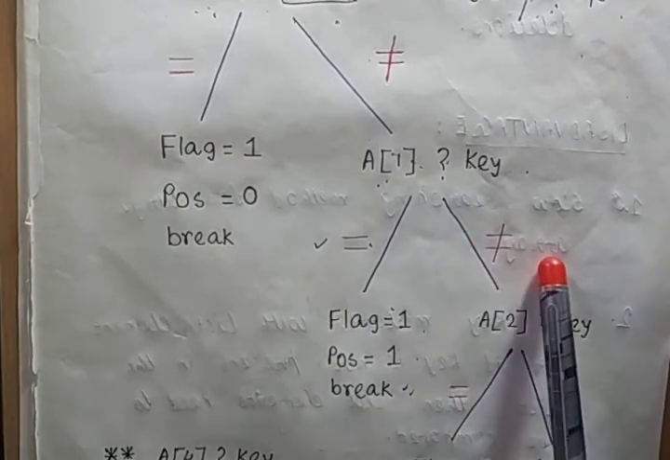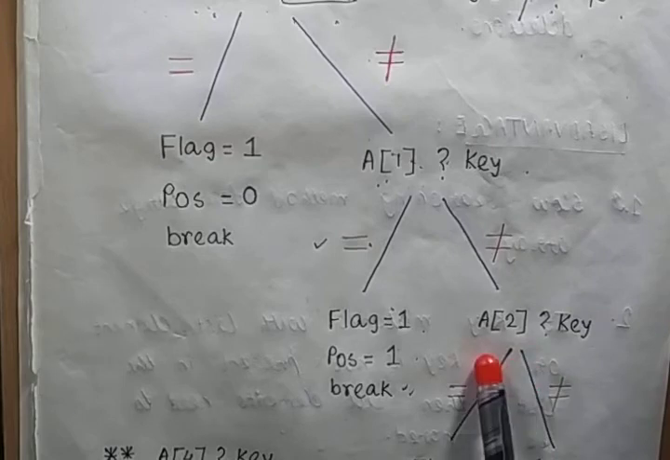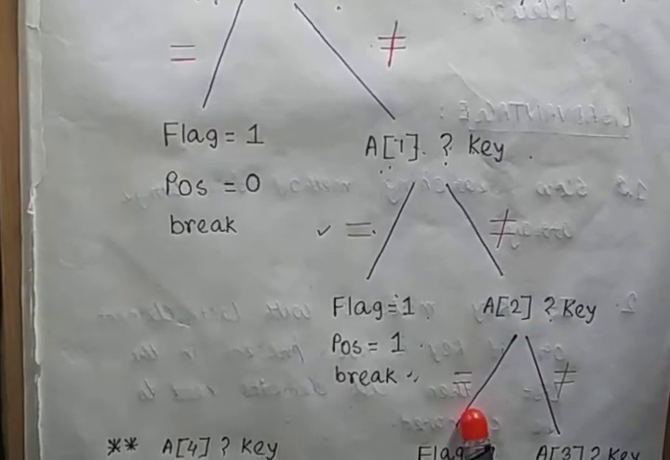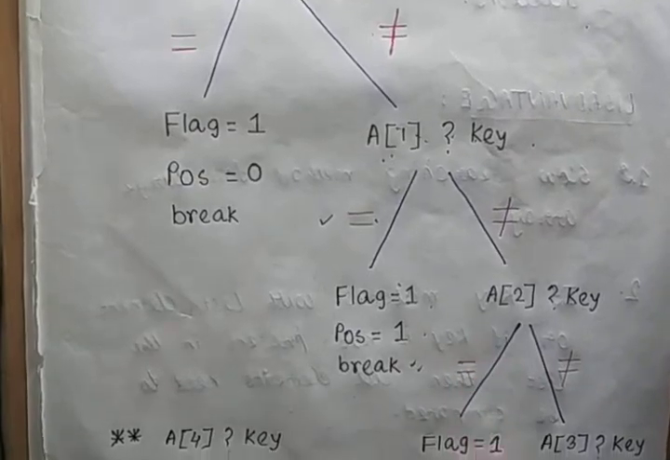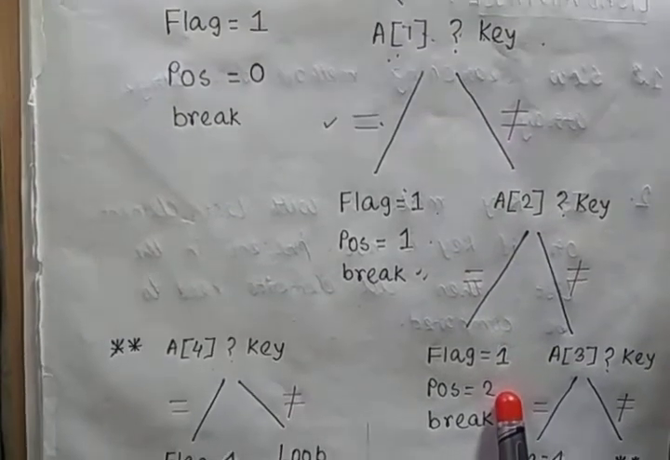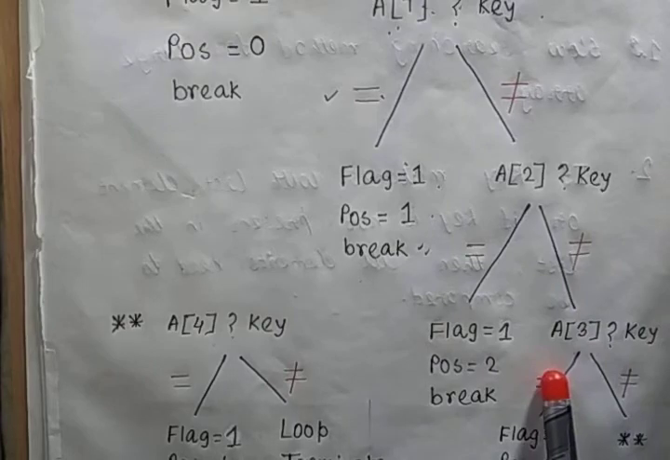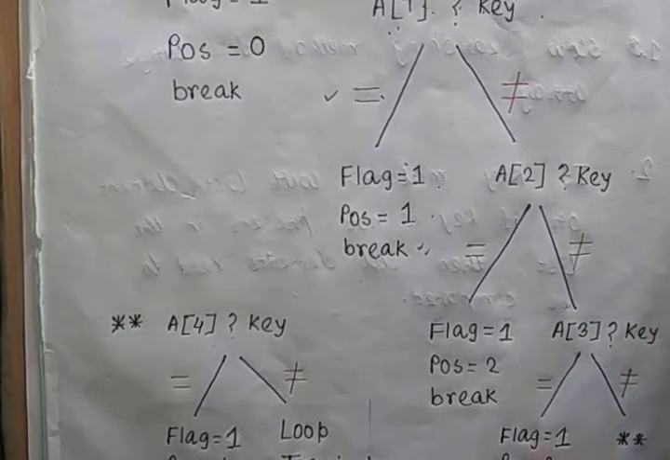Now if it is not found, then the key will be compared with the next element of the array, that is A2. Again there will be two cases, equal to and not equal to. If equal to, then the flag value will be 1 and the POS value will be 2. Now the position is 2, and break. And if it is not found, then the key will be compared with A of 3. So this way the process will continue, right?